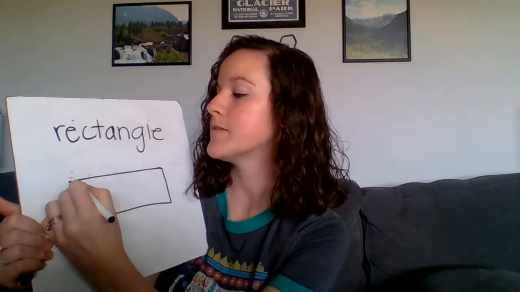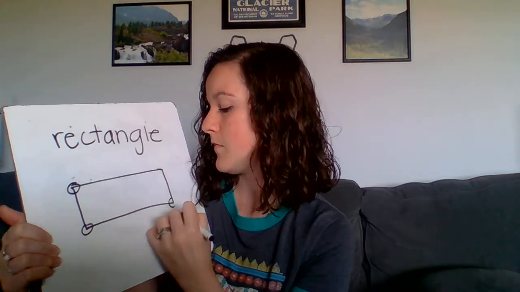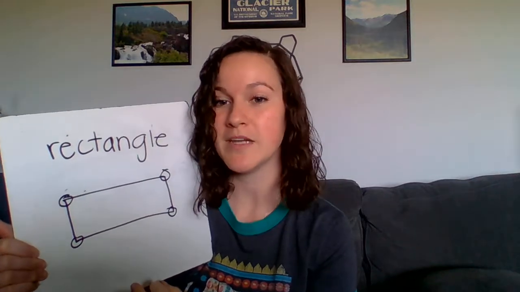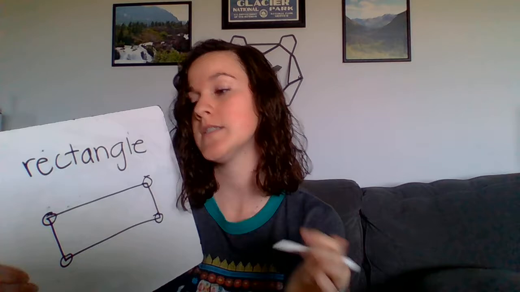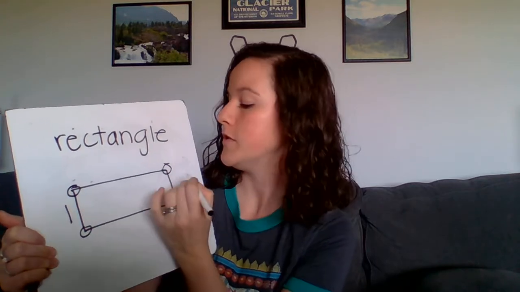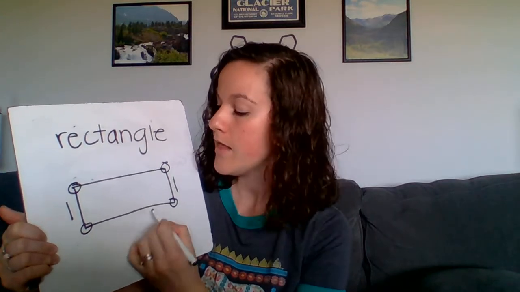The next shape that we are going to talk about is called a rectangle. So I'm going to write our word up here. Okay? A rectangle is really cool because it has 4 vertices and it also has 4 sides. Okay, the cool part about rectangles though is that there are 2 short sides and 2 long sides. So look, short, short, long, long.